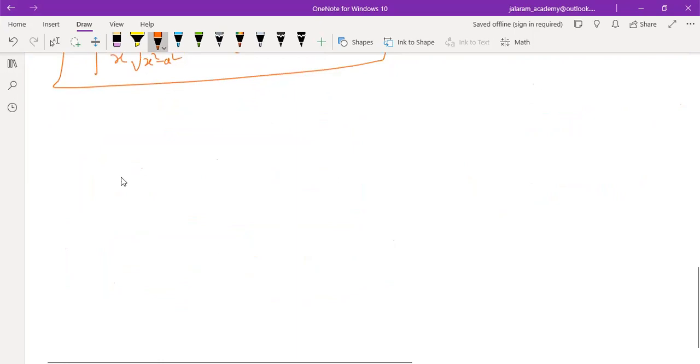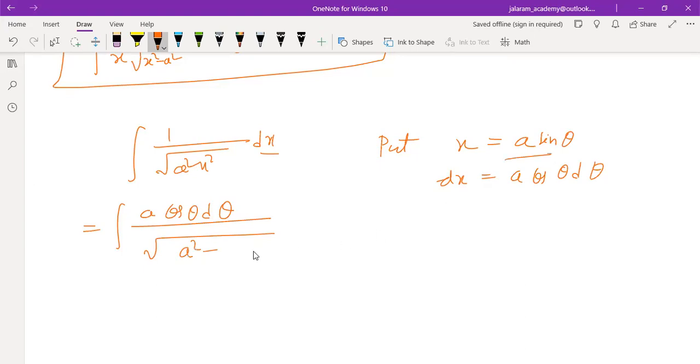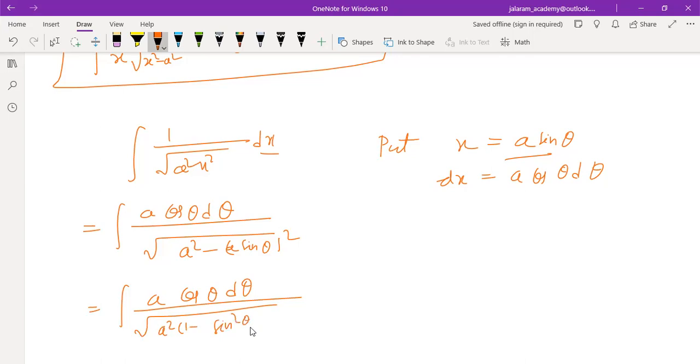As I told you first, if you want to prove the integral of under root a square minus x square, you should put x equals a sine theta. This we have studied in inverse trigonometric functions also. If you differentiate, dx equals a cos theta d theta, so write it in the numerator. In place of dx, it will be a cos theta d theta. And in the denominator, under root a square minus, in place of x, it is a sine theta whole square. So this a in the numerator will be cancelled out in this case. When we take a square common, it is 1 minus sine square theta.